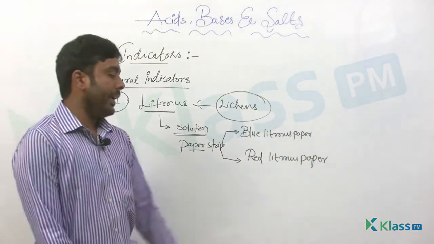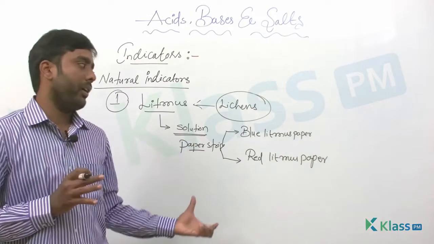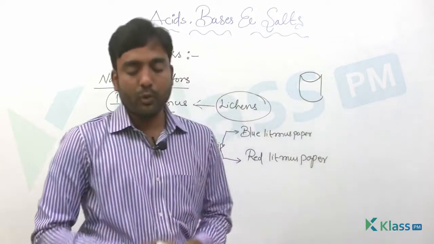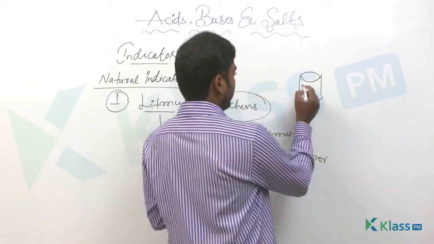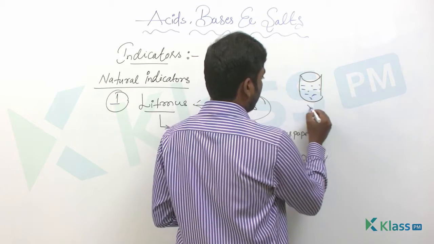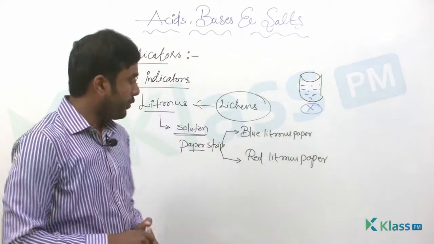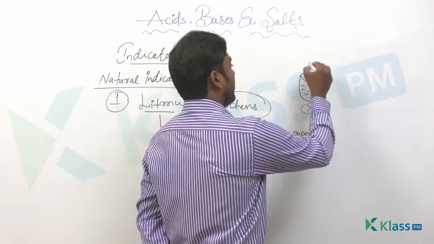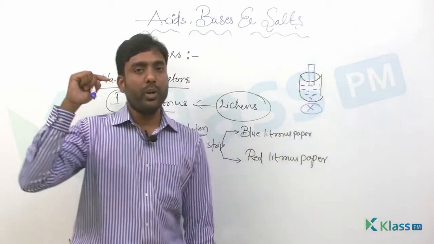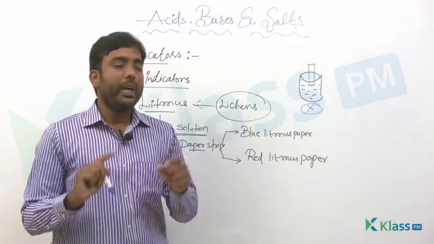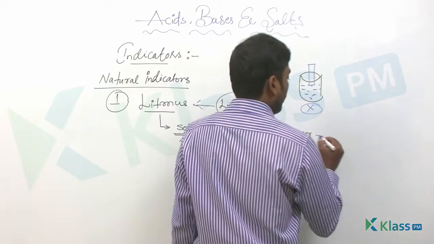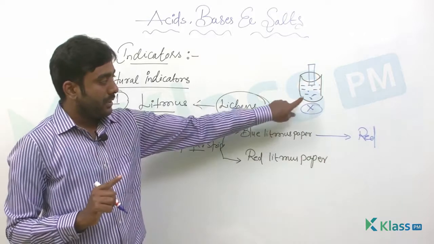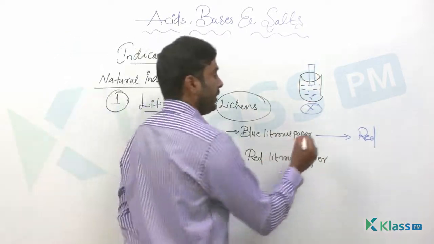So how will it indicate whether the given substance is an acid or a base? For example, in a beaker I have taken one unknown solution, some substance X. I don't know whether it is an acid or a base. I have two indicators with me, blue litmus paper and red litmus paper. I kept the blue litmus paper strip in the solution, and immediately it changed to red color. So I can say that the substance X is an acid.